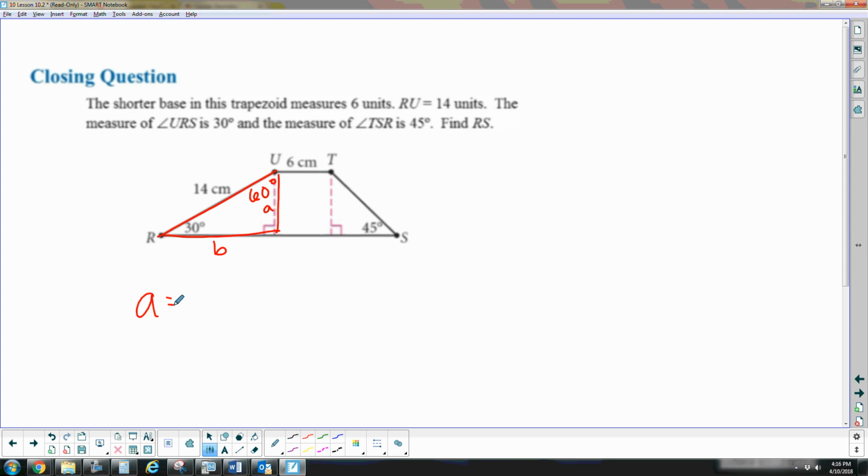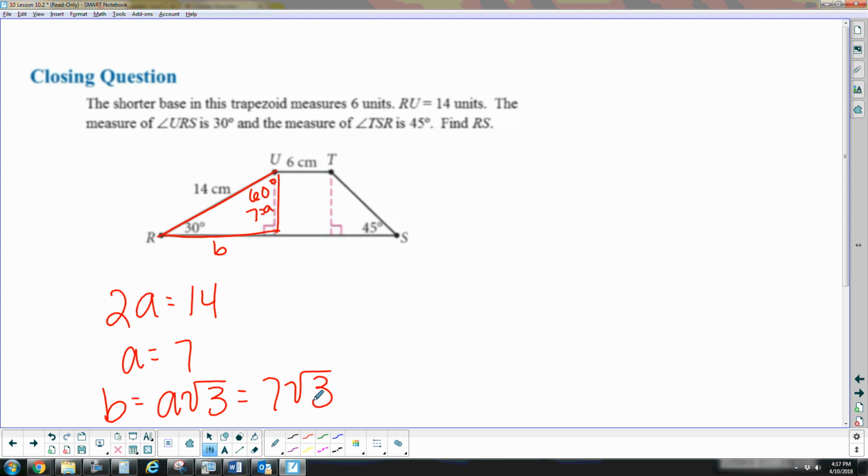So the hypotenuse is equal to 2 times the shorter side. So we know that A is equal to 7, and B is equal to A times the square root of 3, which in this case is 7 times the square root of 3. So we have B.